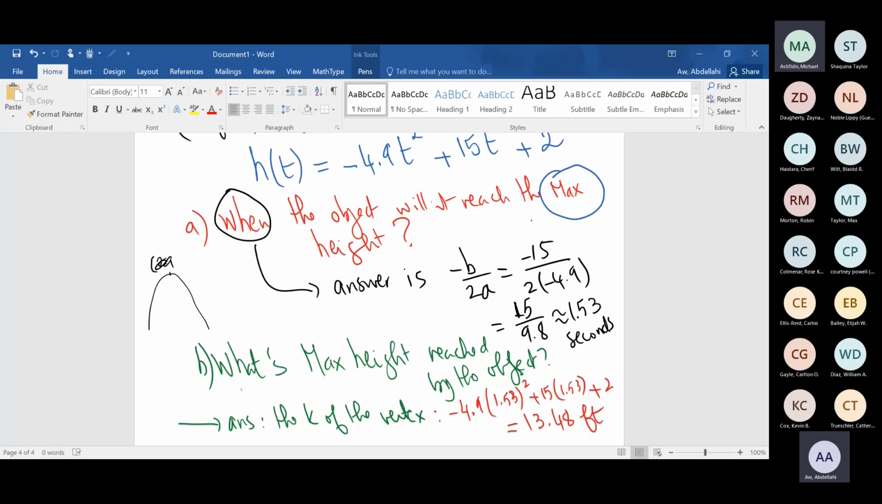Now, when we say when do we reach the maximum, when? If the question is when do we reach the maximum or minimum, the answer will be the first coordinate of the vertex. If the question is what is the maximum or what is the minimum, the answer is the second coordinate of the vertex. Okay.